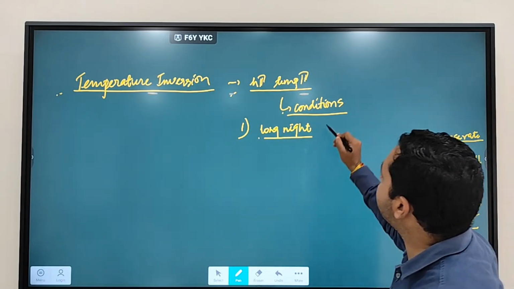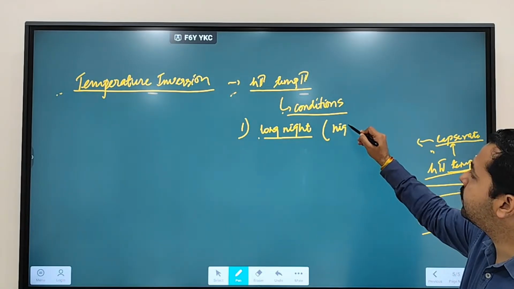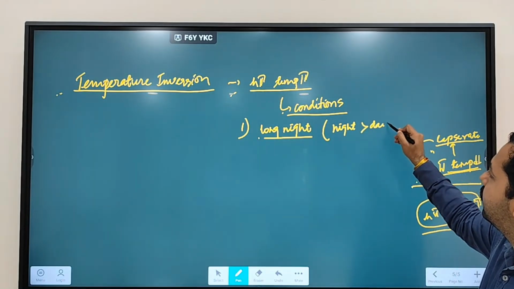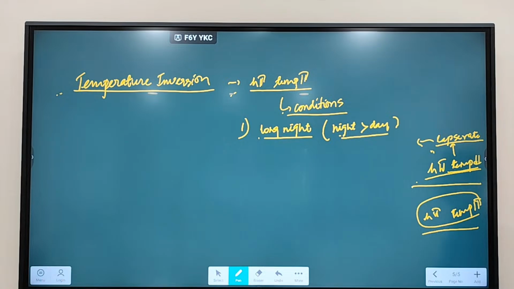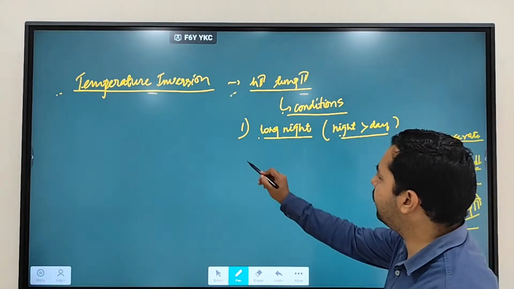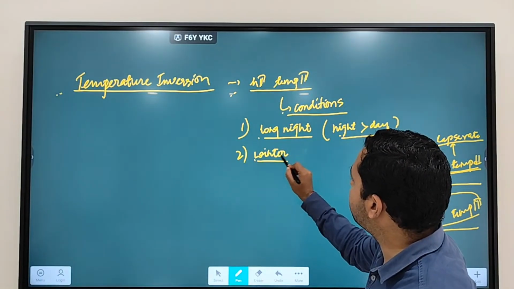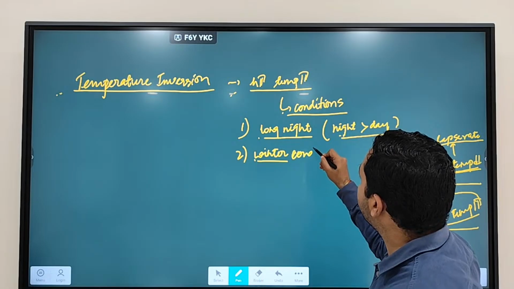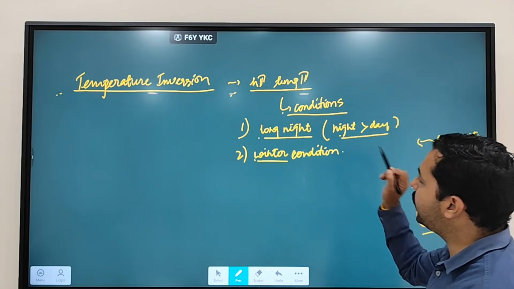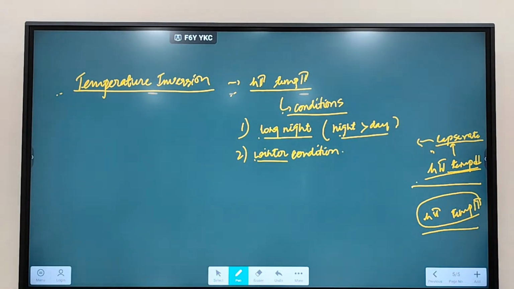Long night means the duration of night should be greater than what? The daytime. The duration of night should be greater than the duration of day. Second, preferably which type of long night? Winter. Winter conditions. Clear? You know that in winter the daytime is shorter, and night time is longer. So you need a long night. Night should be greater than day.